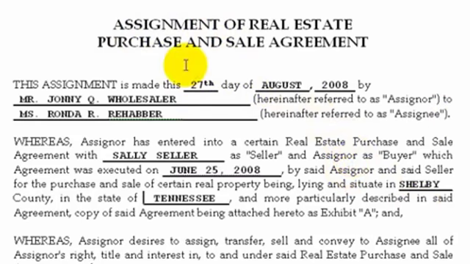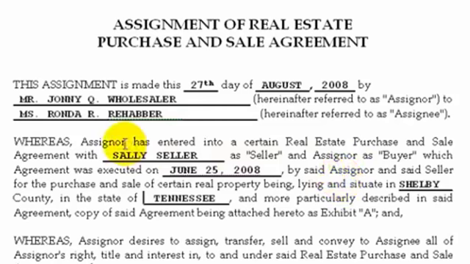Hopefully you won't mind. So this assignment is made, and as you can see, I've kind of got this filled out. The 27th day of August 2008, random date. Mr. Johnny Q. Wholesaler, you'll remember him from the story I just told, and Miss Rhonda R. Rehabber. Whereas, now this is a little bit more legalese, a little bit more formal sounding than some of the agreements I've used before, but I think it'll still be pretty easy to understand. And I don't know why they use whereas all the time in these contracts, but they just do.